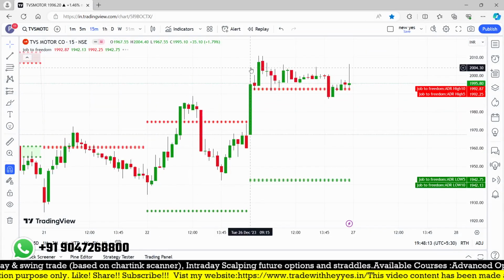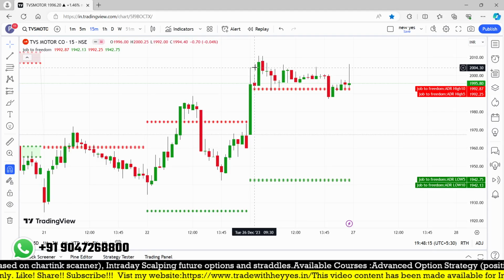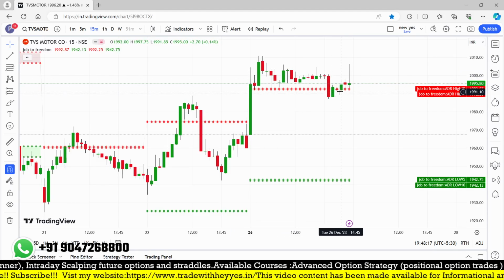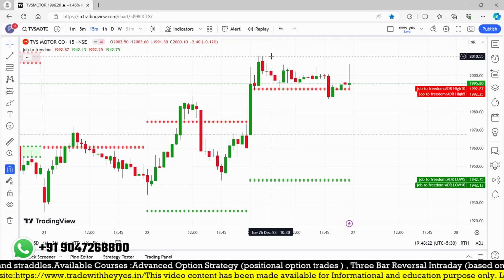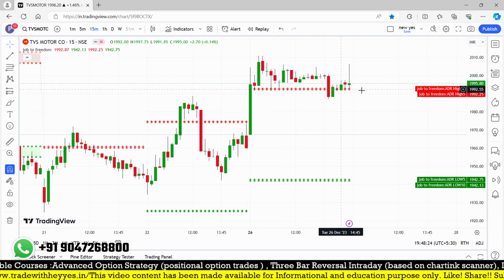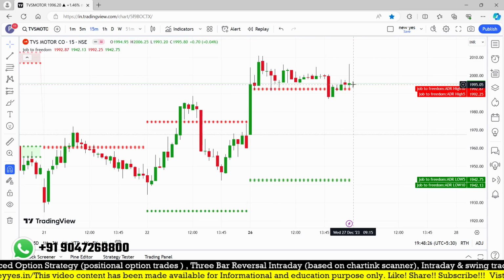Let me check whether, yeah, TVS Motor has given you the breakout, and maybe if you are keeping the stop loss below the ADR level, that can trigger your stop. And after that breakout, it did not move much, very few points, but again it closed about at the ADR, maybe intraday.